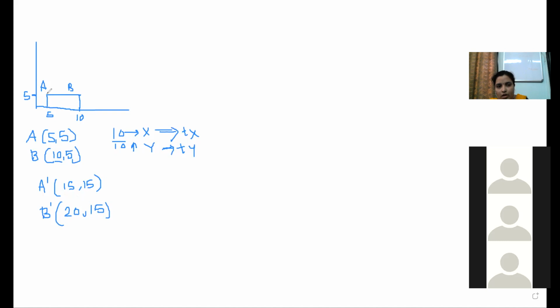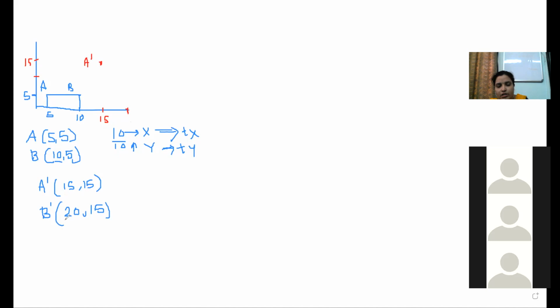So I will be drawing. This is your 10, this is your 15. Similarly, 5, 10 and 15, 20. Okay. Now 15, 15. Ha point kuthhe ala? I am going to plot it. It's somewhere over here. This is your A dash point now.